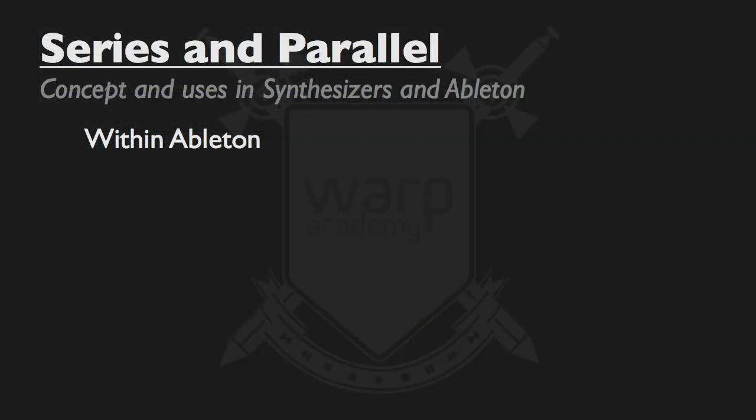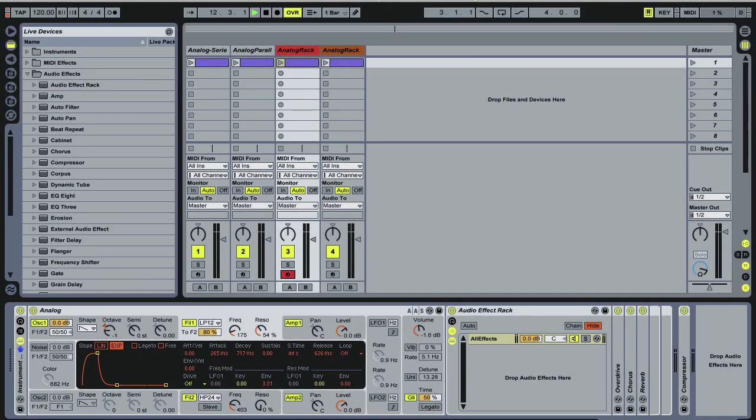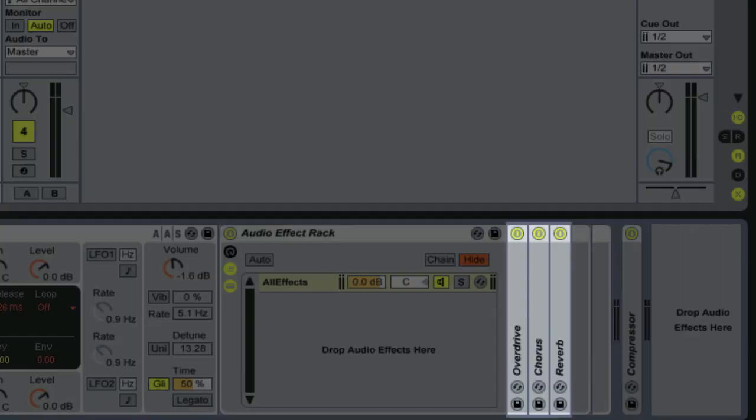One of the most powerful aspects of Ableton's rack system in terms of sound design is its ability to split signal flow in the same manner as a synthesizer, with configurable arrangements, and again this touches on our modular approach. Here I've taken our simple Analog patch from the last example and I've added some effects. In this case, some distortion, chorus, and reverb.